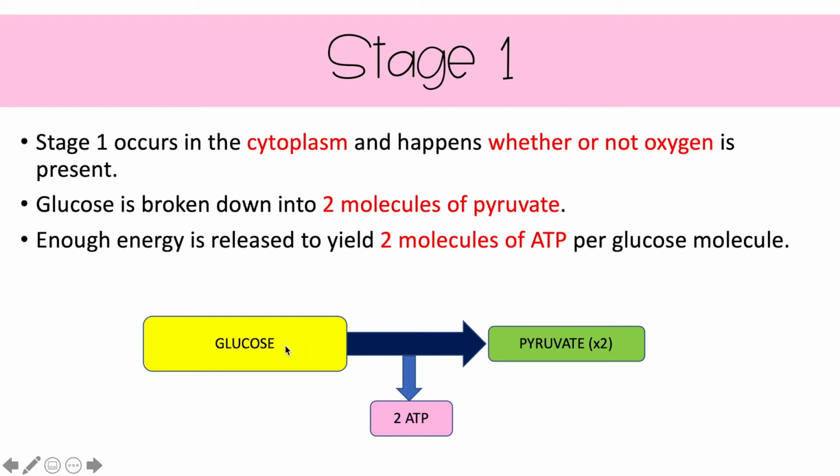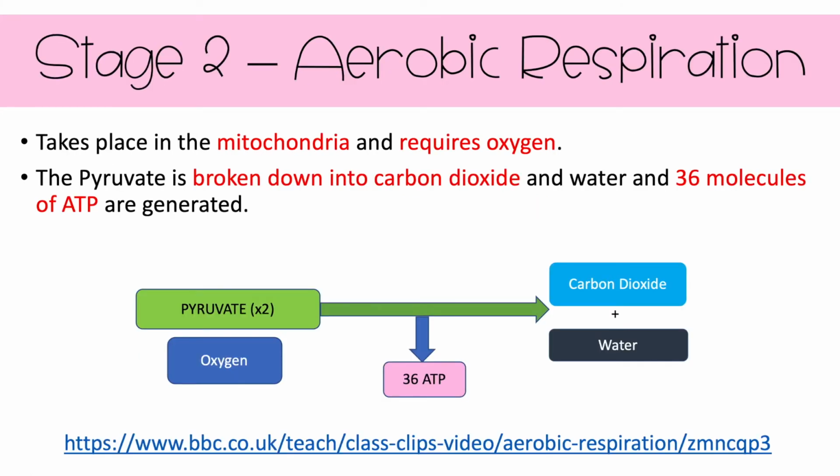During this series of reactions, enough energy is released to synthesize two molecules of ATP. Like glucose, pyruvate also contains a lot of energy locked up in the molecule. Each molecule of pyruvate moves into a mitochondria, and here a further series of enzyme-controlled reactions gradually breaks down the pyruvate to release this energy.